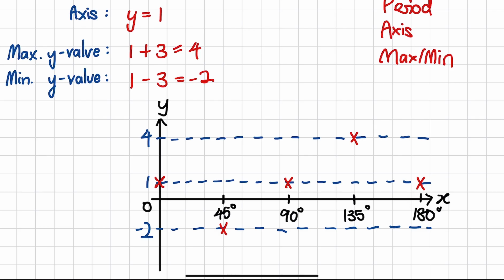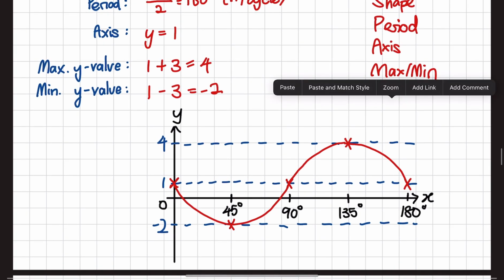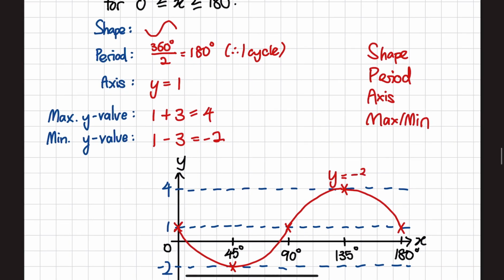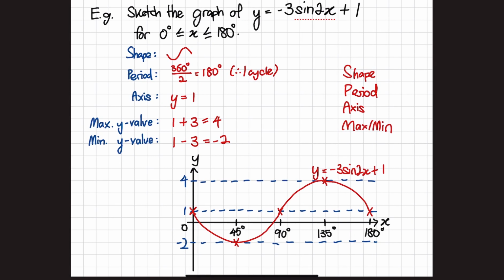So now I'll sketch my graph from here. I'll do my best to sketch this. Then I'll sketch from here, go upwards, and then go back down like this. With that I have drawn my negative sine graph. Last step is to label y equals negative 3 sine 2x plus 1. With that we have completed the sketch of this trigo function. Not difficult.